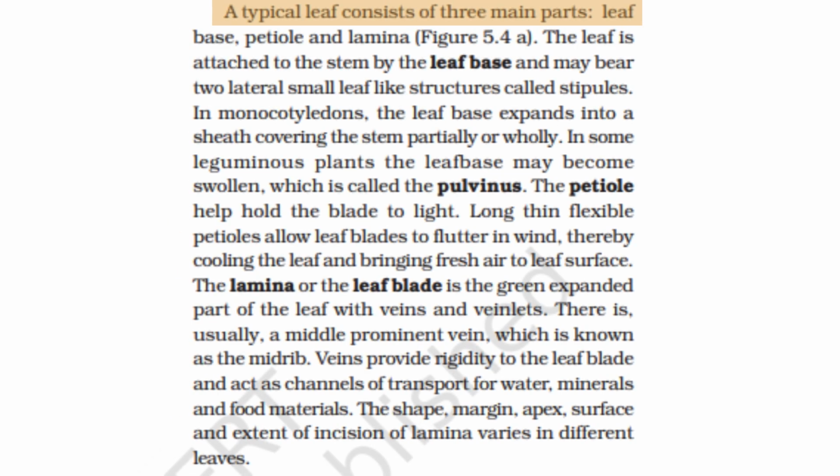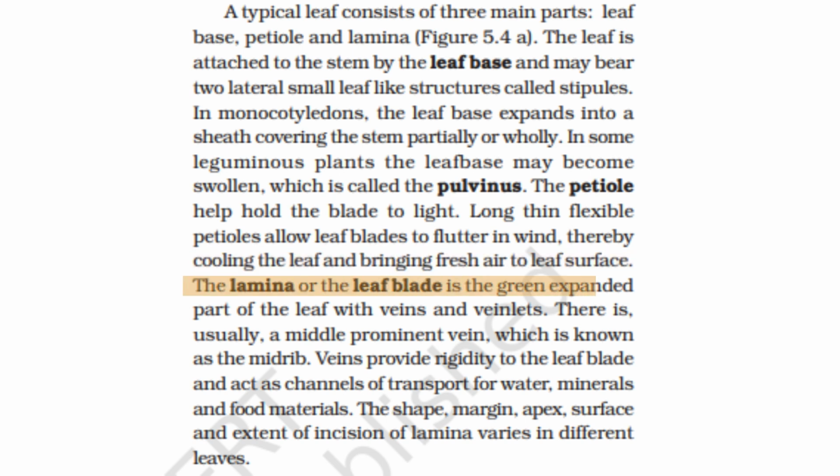A typical leaf consists of three main parts: leaf base, petiole, and lamina. Figure 5.4a. The leaf is attached to the stem by the leaf base and may bear two lateral small leaf-like structures called stipules. In monocotyledons, the leaf base expands into a sheath covering the stem partially or wholly. In some leguminous plants, the leaf base may become swollen, which is called the pulvinus. The petiole helps hold the blade to light. Long, thin, flexible petioles allow leaf blades to flutter in wind, thereby cooling the leaf and bringing fresh air to the leaf surface.